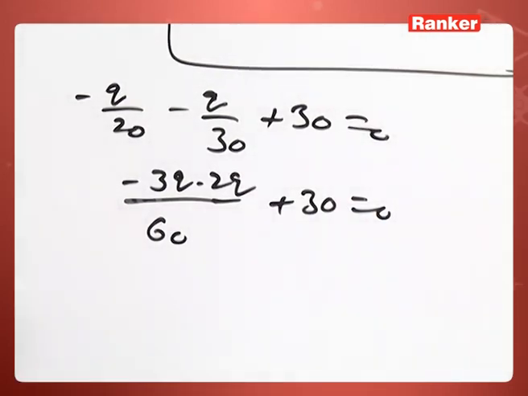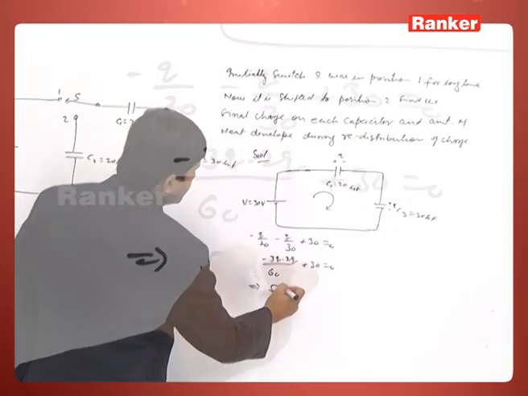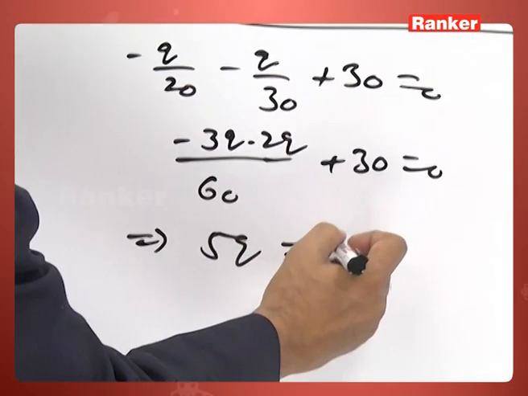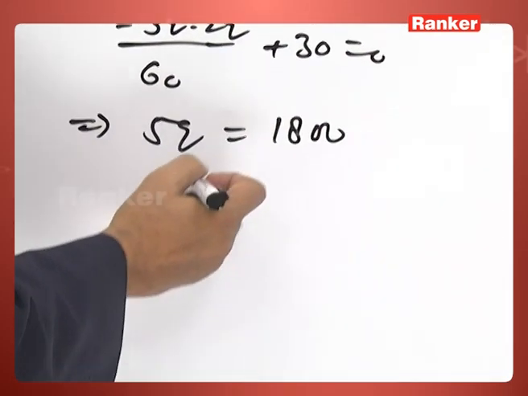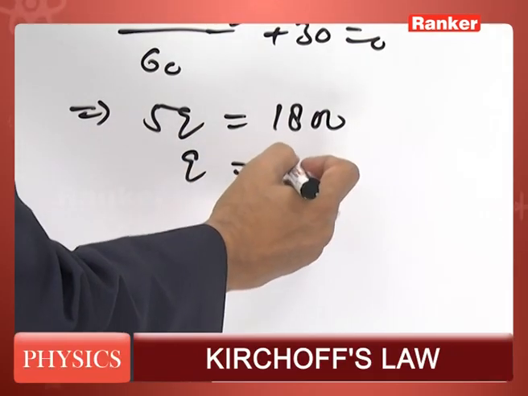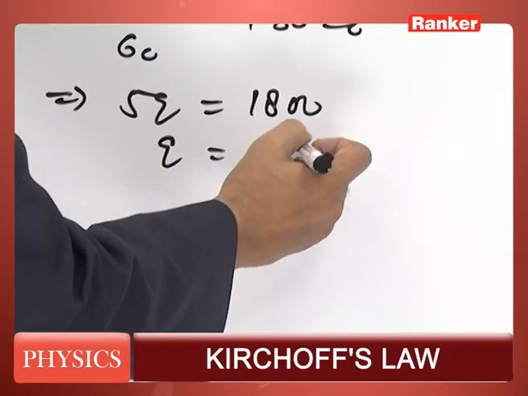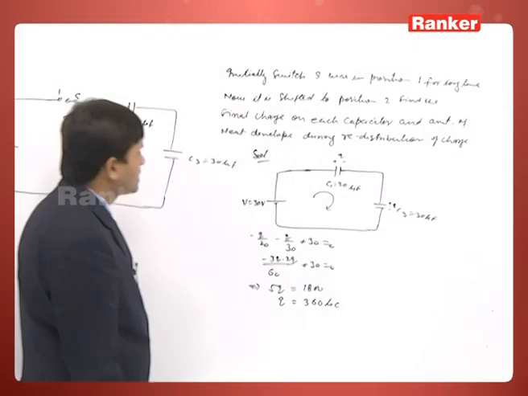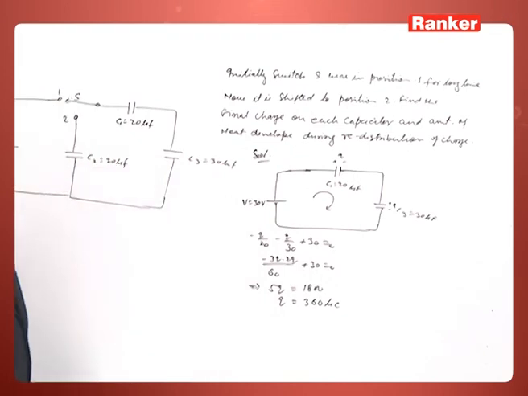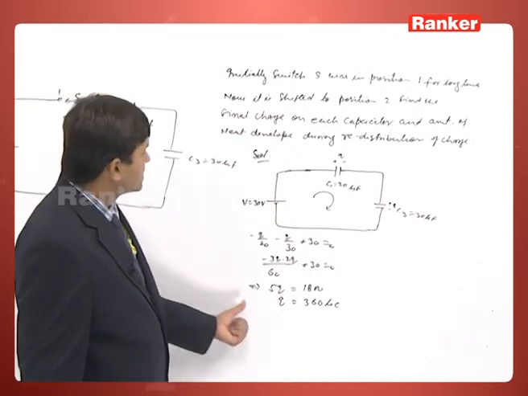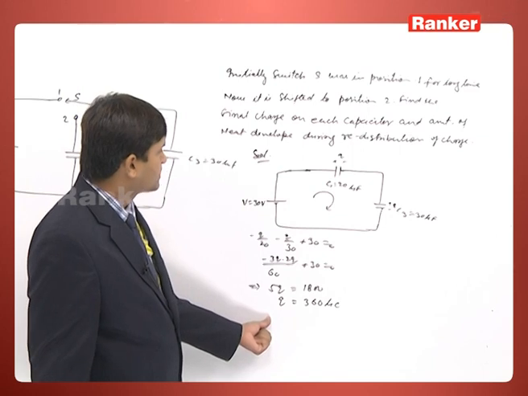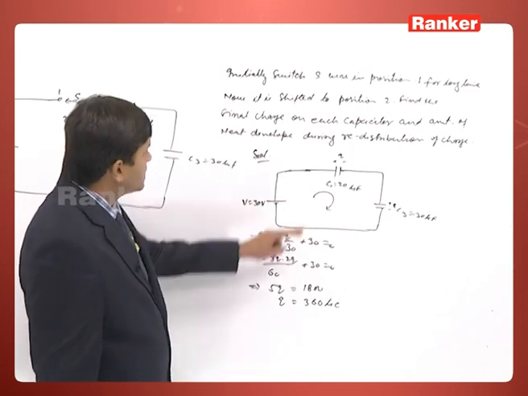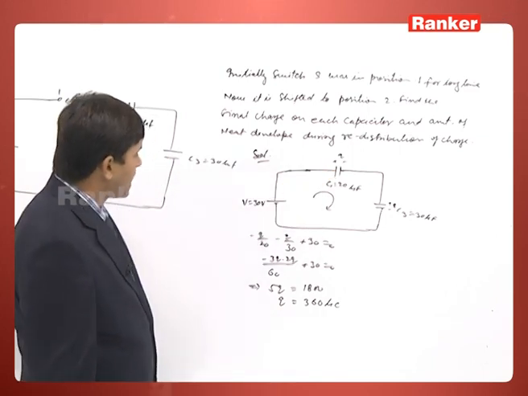So from here we have 5Q is 1800, so Q is 360 microcoulomb. So the initial charge is 360 microcoulomb on each of the capacitors.